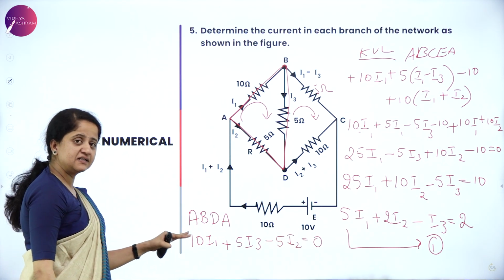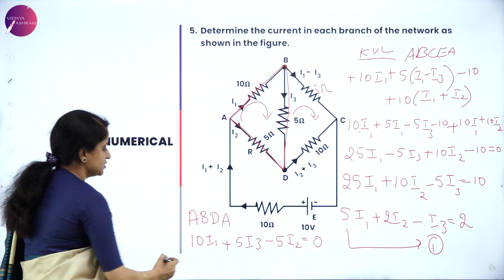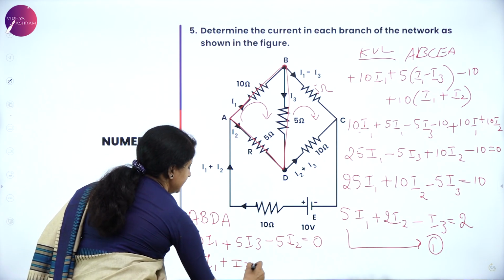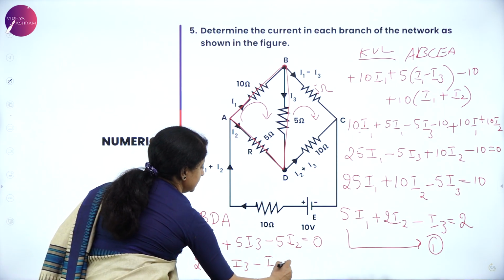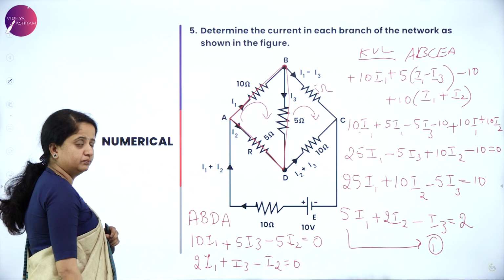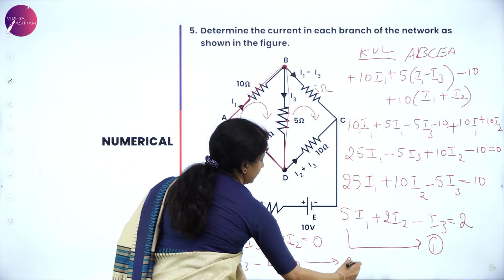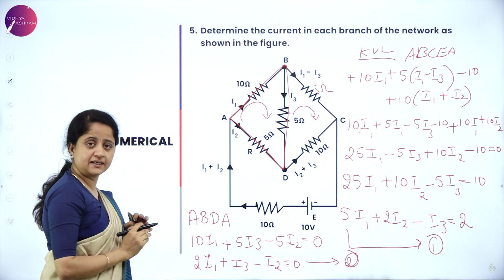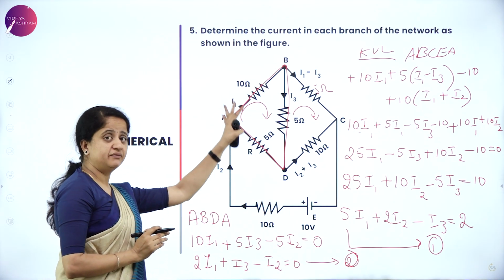Now, we can reduce this by again dividing by 5. So, we will get 2I1 plus I3 minus I2 is equal to 0. This is my equation 2. Now, we are done with the first loop and second loop, that is half of our Wheatstone network.